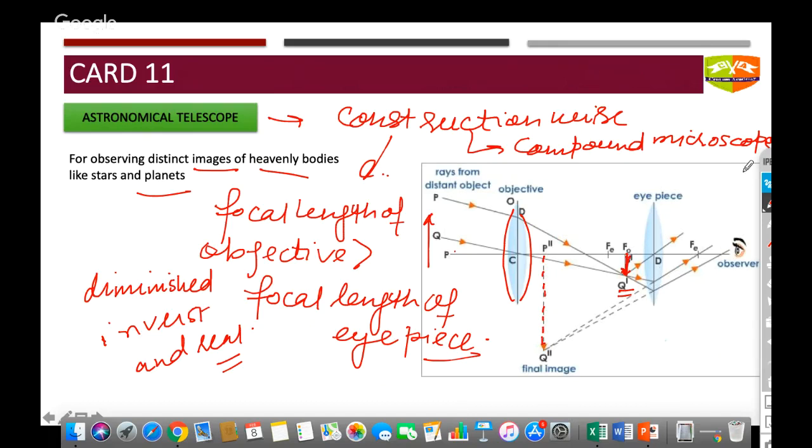Try to understand one thing which can act as a confusion here. In the compound microscope, I told you that the image formed by the objective was real, inverted, and magnified. And I am saying here in case of the astronomical telescope that the image formed by the objective is real and inverted, but it is not magnified, it is diminished. What is the reason behind these two things? Try to understand this difference.